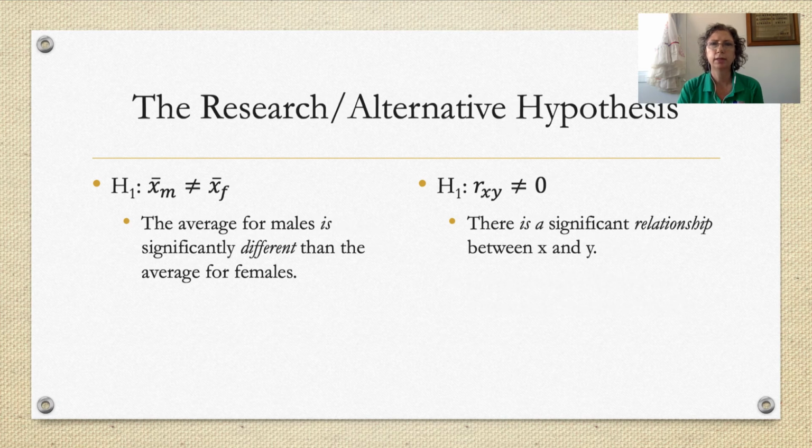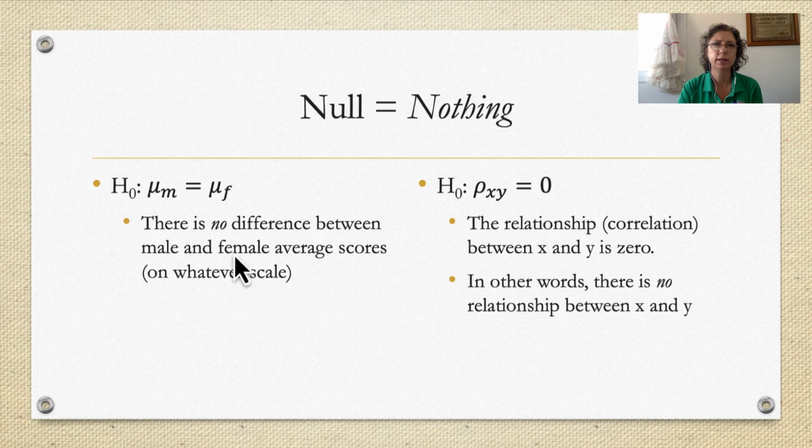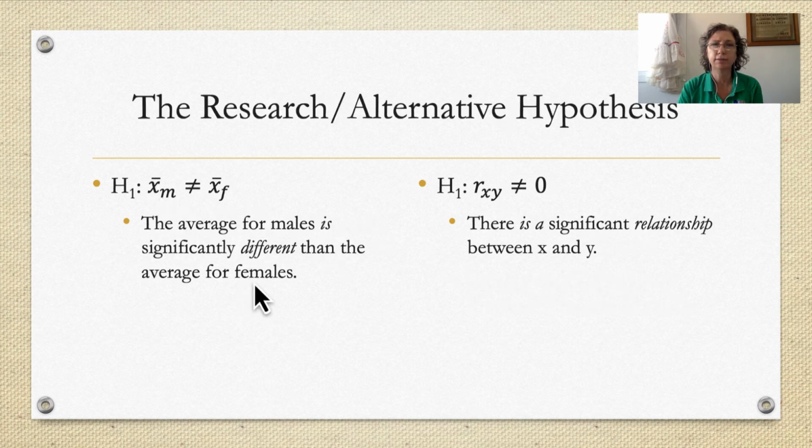The alternative hypothesis does not use population parameters in Greek letters. It uses sample statistics, like letters instead of Greek letters, because it's only talking about the sample. The alternative hypothesis is saying the average value for males is not equal to the average value for females. So this is comparing two groups. It's saying that the alternative to the null, remember the null said there is no difference, says there is a significant difference.